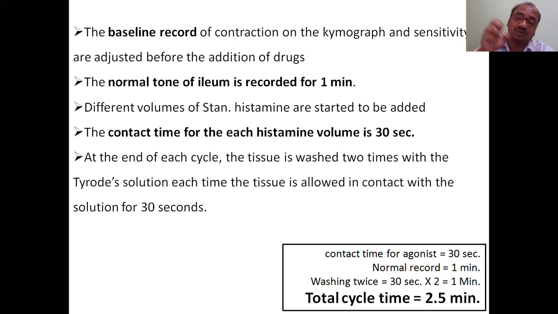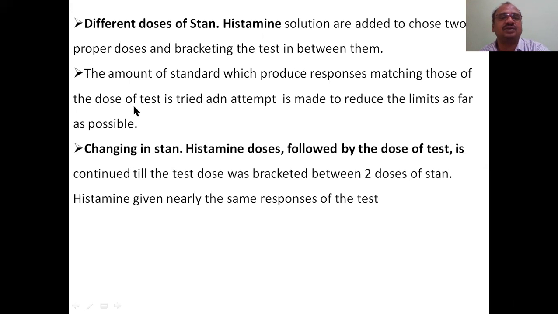When it contracts slowly, the writing lever also rises. Yeah, this is a total cycle. How you have to do it: total cycle time is 2.5 minutes. Contact for the agonist, 30 seconds. Normal record, 1 minute. Here I have mentioned that normal record for 1 minute you have to maintain. Okay. For washing you have to do it twice. Okay. Finally, this is the same.